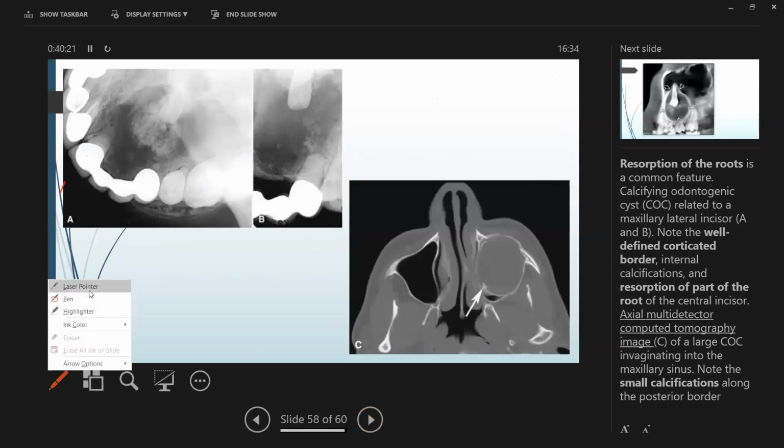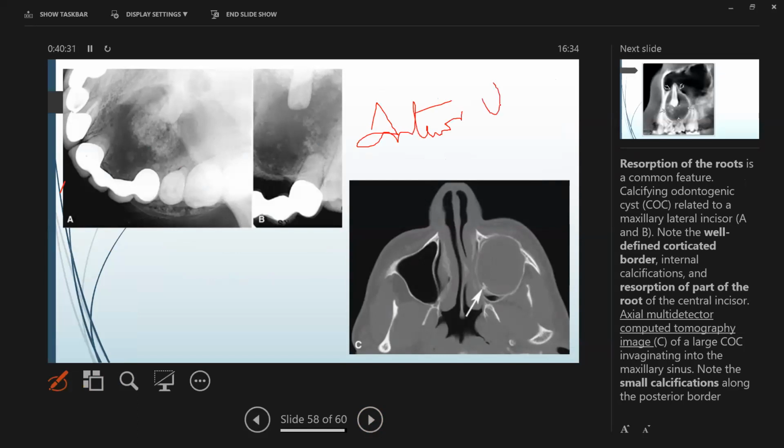I'll tell you how to differentiate. As I told you, in the anterior maxilla, if it is associated with an unerupted tooth, I told you some differential diagnoses. What are the differential diagnoses? In the anterior maxilla, if it is associated with an unerupted tooth, suppose you think there is a canine, and there is a cystic lesion. What all differential diagnoses will you give?